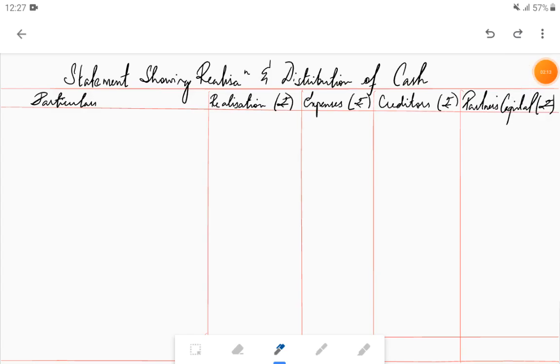So let us start first with a statement showing realization and distribution of cash. Now, if you look at the question clearly, you'll see that we have expenses and we have creditors. In the balance sheet, we have the creditors on the liability side, and then in the additional information, we have expenses. So we have to pay for all of those expenses as well. And additionally, they've given the amount on realization also. Besides that, the liabilities also include partners' capital, which also has to be paid off.